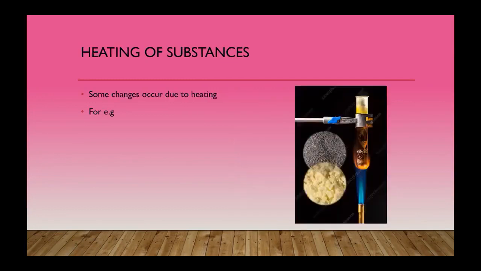Then the final thing, heating of substances. Some changes occur due to heating, right? Here the example: this is iron pieces, and this is sulfur. I hope you were not able to see these things, but they are present in the chemistry lab. After you come back to school, I will show you these things, right? Once you burn them, it becomes iron sulfide. The iron sulfide is a dark brown colored substance that will be formed after we burn them. Okay, so this is what happens.